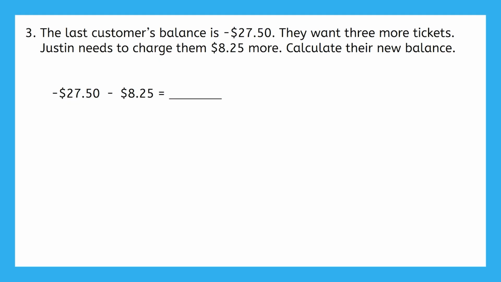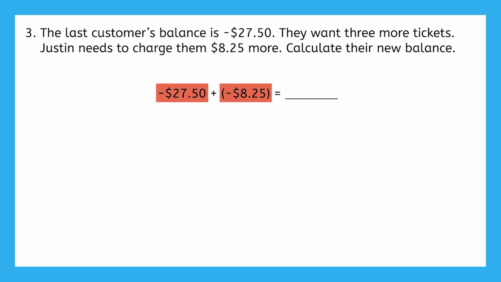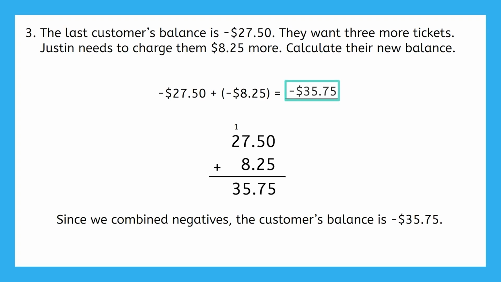You could have also written the expression as negative $27.50 plus negative $8.25. These expressions are equivalent because subtraction is the same as adding the opposite. Here, I'm going to use the addition expression. We're adding decimals with the same sign, so ignore the signs and add normally. Check your work. And since we combined negatives, the customer's balance is negative $35.75.